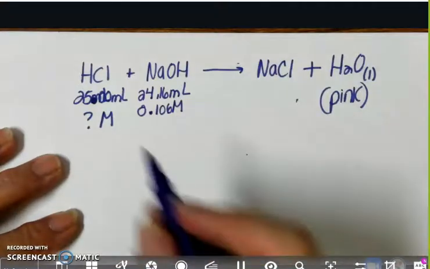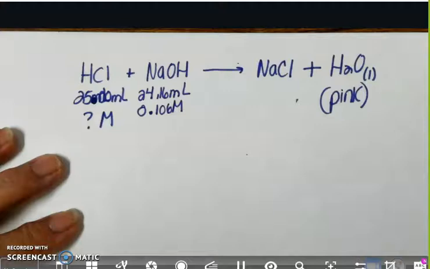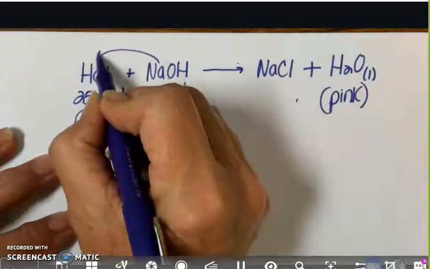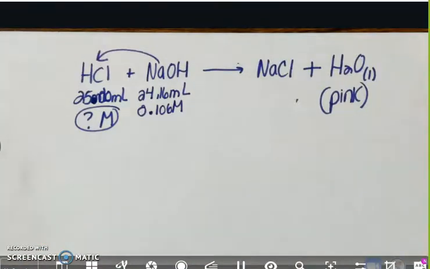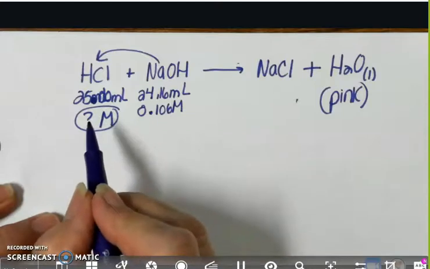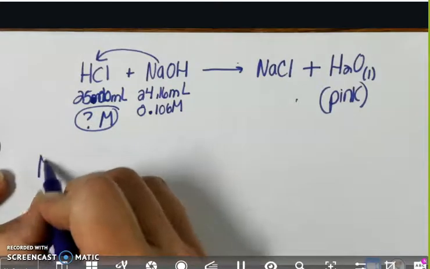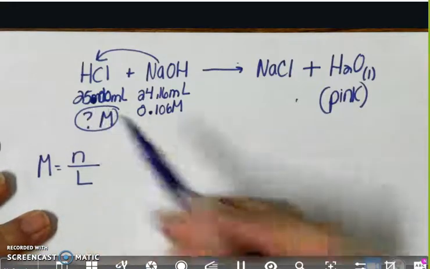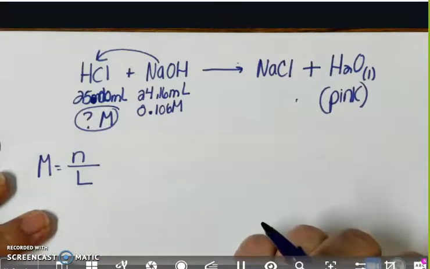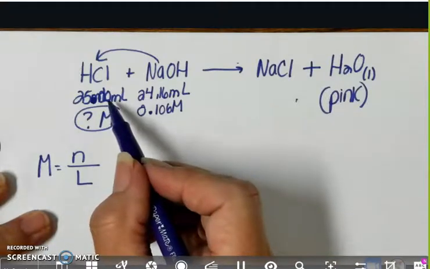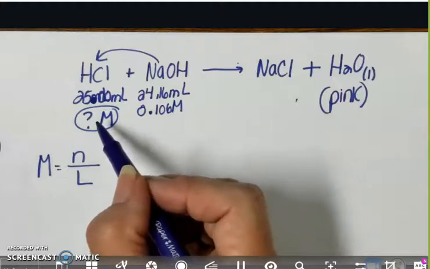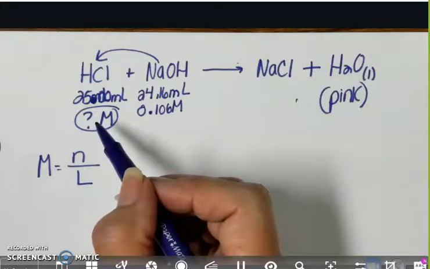Okay, so it says, what is the concentration of the original HCl? We want to know this. So we're going from here to here this time, but other than that, it's easy. If I want to know the concentration, and molarity is moles over liters, what am I missing? I have liters, right? Moles. So that's what we're going to do. Once I get moles, I take moles divided by liters, and I'm done.